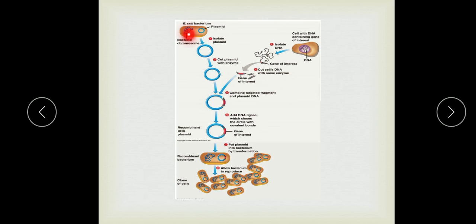Okay, now you can see here, this is the E. coli, Escherichia coli, a bacterium from which we obtain the plasmid, and you can see here the plasmid is obtained from the bacterium. Then this plasmid is cut with the help of restriction endonucleases. On the other side, this is the cell of the donor. From the donor, DNA is obtained, but we don't need the whole DNA. So we will just identify the gene of interest, and we will isolate the gene of interest with the help of the same restriction endonuclease enzyme.